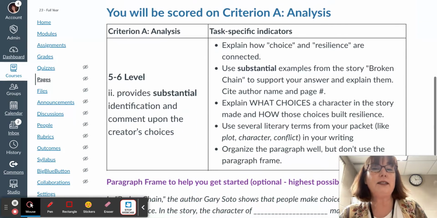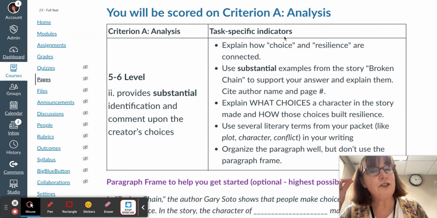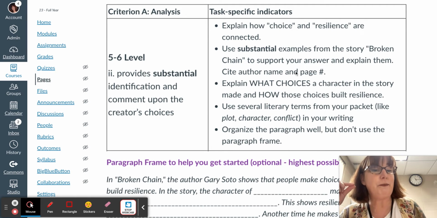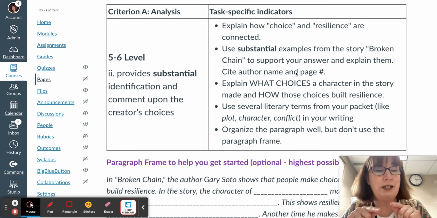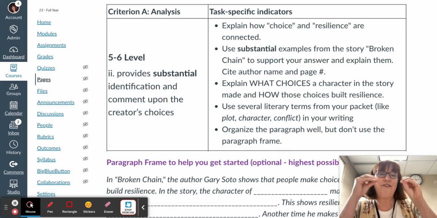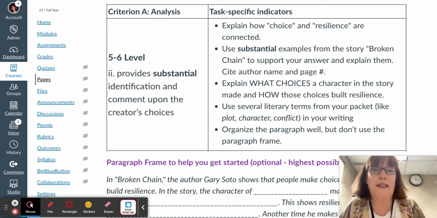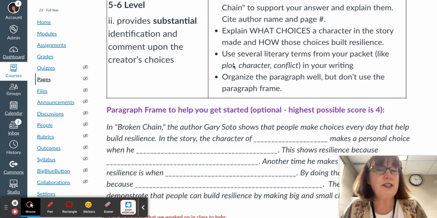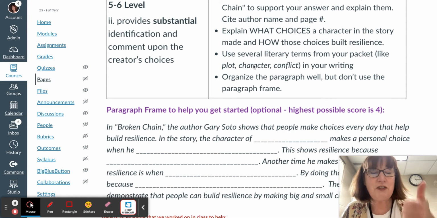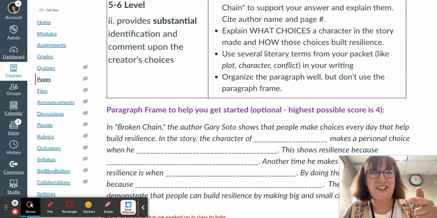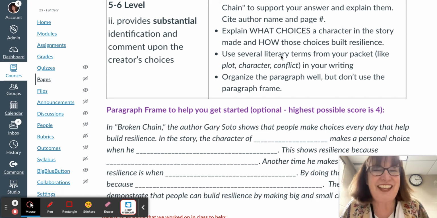But think about in that first sentence, you're going to explain how choice and resilience are connected. Then you need to use substantial examples from the story. You're going to be talking about Alfonso. So, how does Alfonso make a choice? And then, how does that show that he's resilient? Use several literary terms. So, you can use terms like the character of Alfonso or in the plot of the story, and that'll get you there.